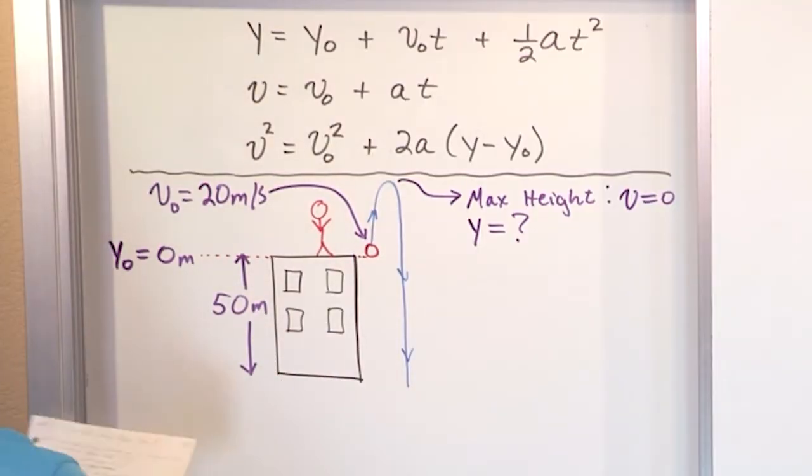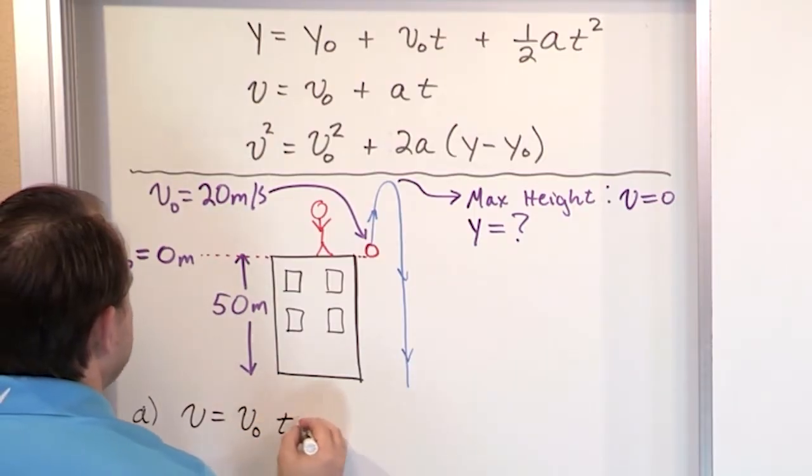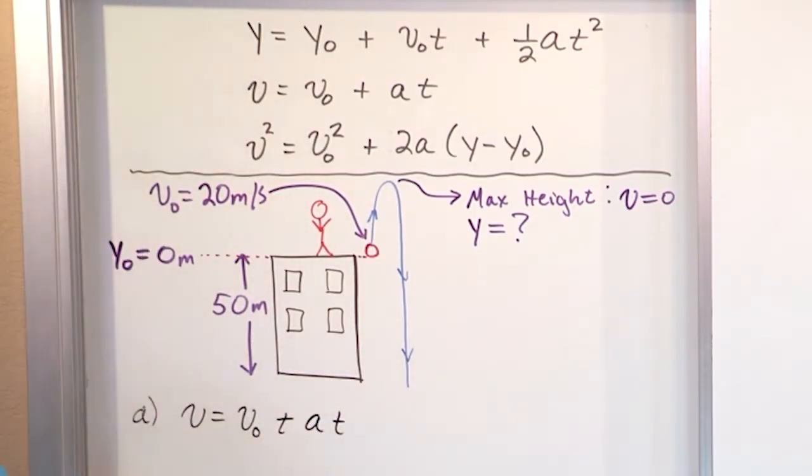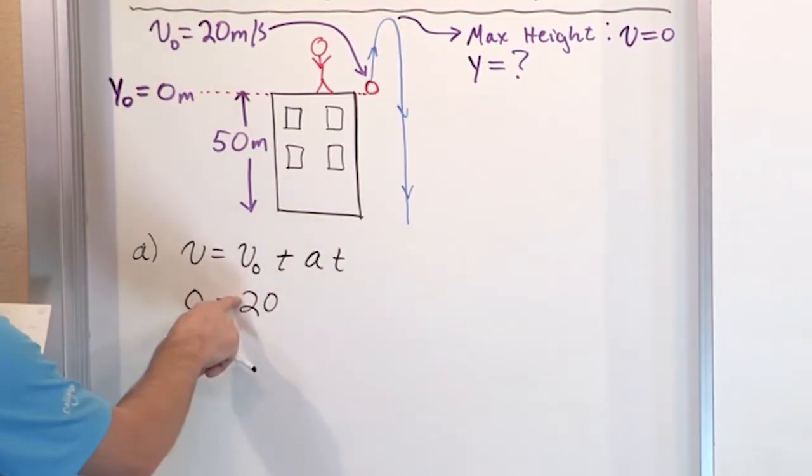And the way we do that is to solve part A. We say that the velocity is v0 plus the acceleration times the time. The initial velocity we know, that's the launching velocity. The final velocity at the top, we call it 0. The initial velocity, we call it +20 because it's going up. You have to get the signs correct.